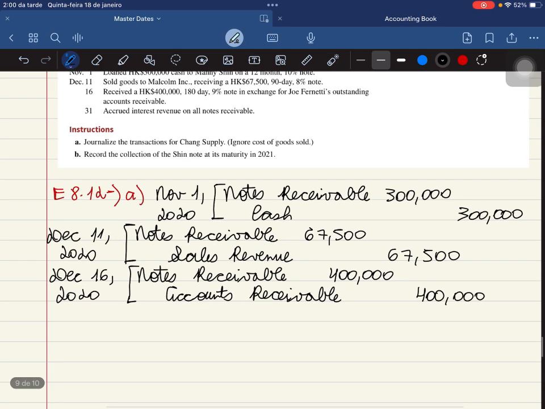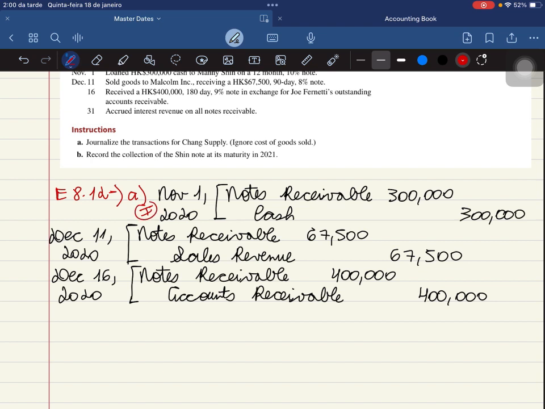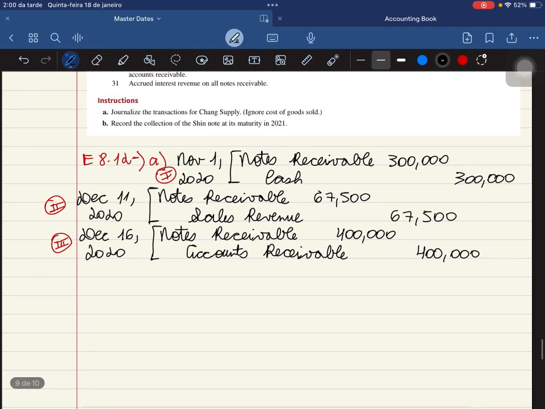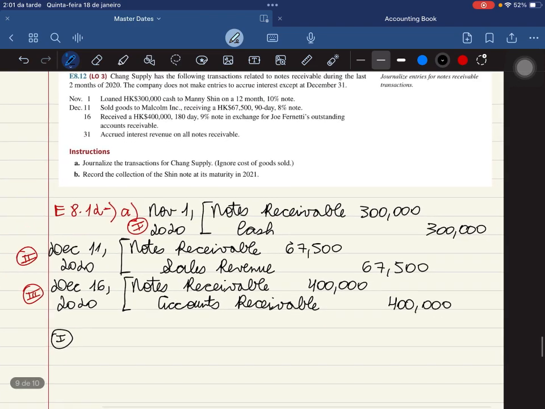Then December 31st, accrued interest revenue on all notes receivable. Since we have 3 different notes, I'm going to separate it like this. This is the first note, this is the second note, and this is the third note. Let's calculate the interest of the first note. For you to calculate interest, I recommend you make a timeline, because in my opinion this is the easiest way to figure it out and make sure that you don't get it wrong.